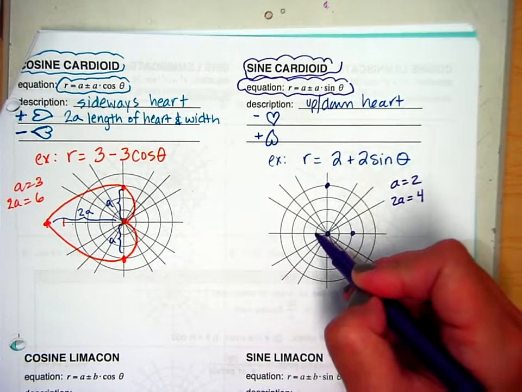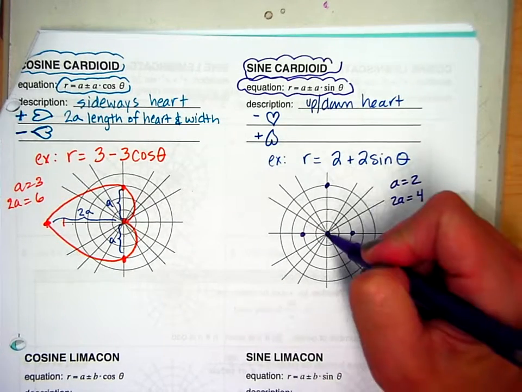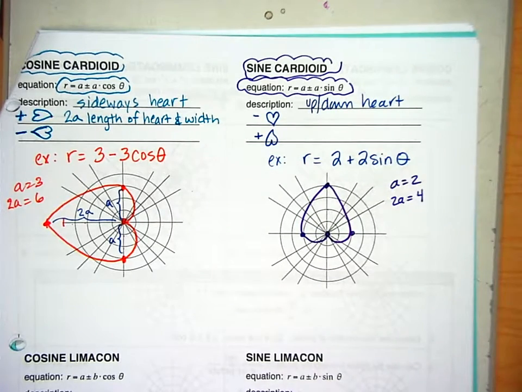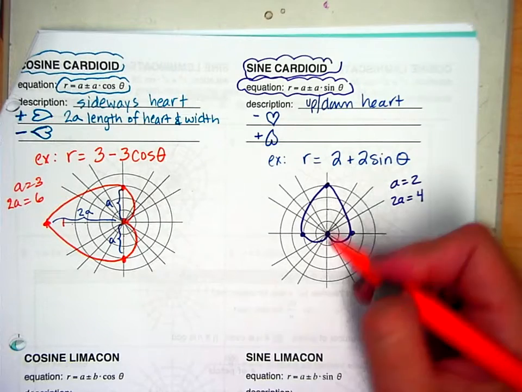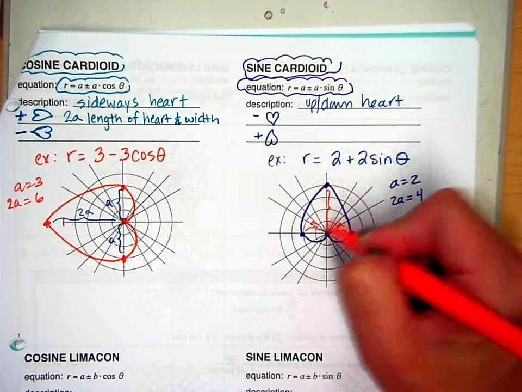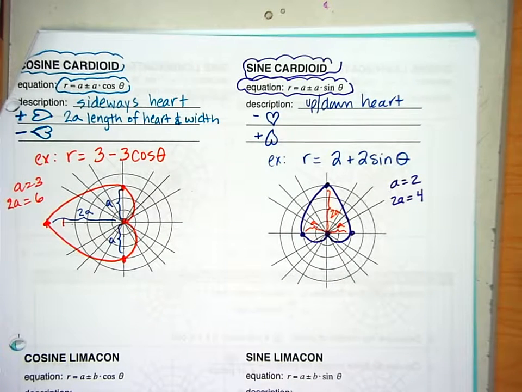And you draw your heart. Okay? So same idea. I've got A, and 2A. Easy? All right, let's do limaçons.